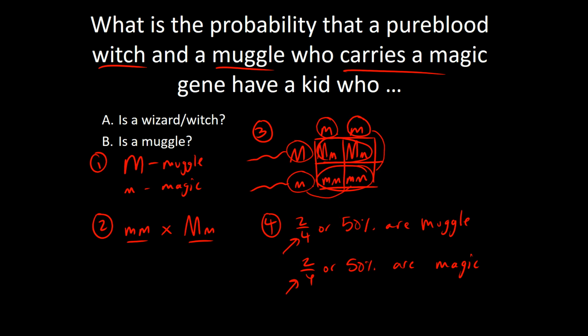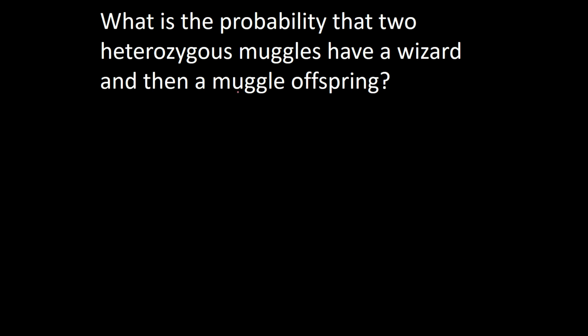Okay. Cool. Next problem. You should write these problems down, okay, guys? I want to look for these. This is, what is the probability that 2 heterozygous muggles have a wizard and then a muggle offspring? So again, I know this is repetitive, but I'm going to write this because I want you to as well. All right, number 2 is the cross. So 2 heterozygous muggles. So we know heterozygous means 1 capital, 1 lowercase. So that's what I'm going to write here.